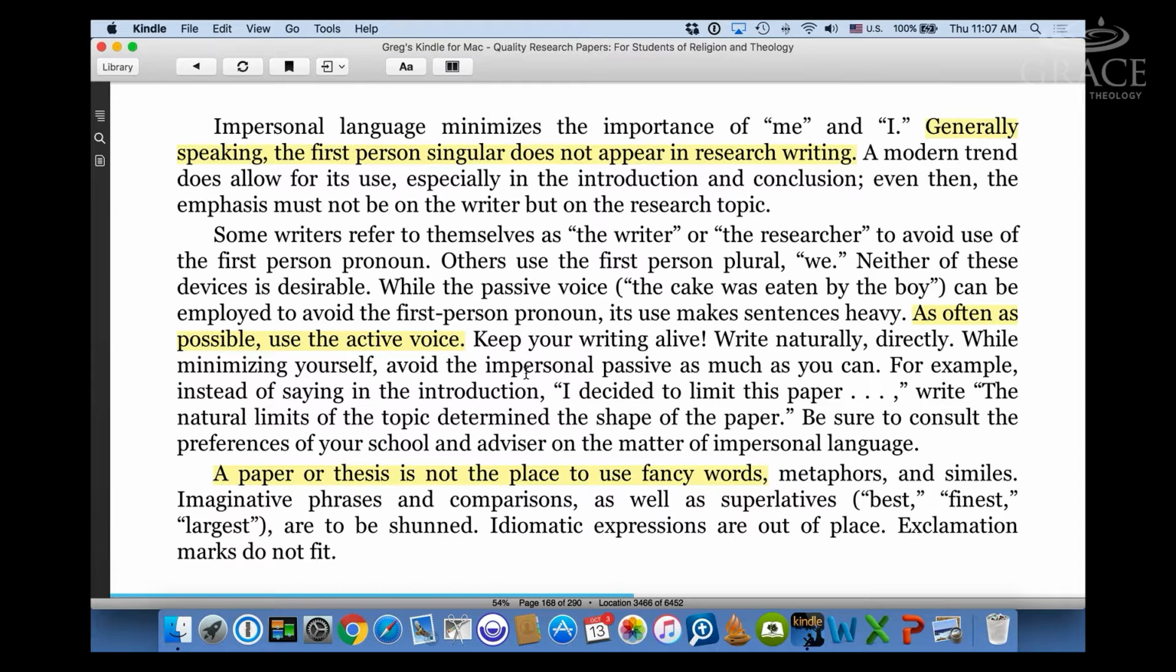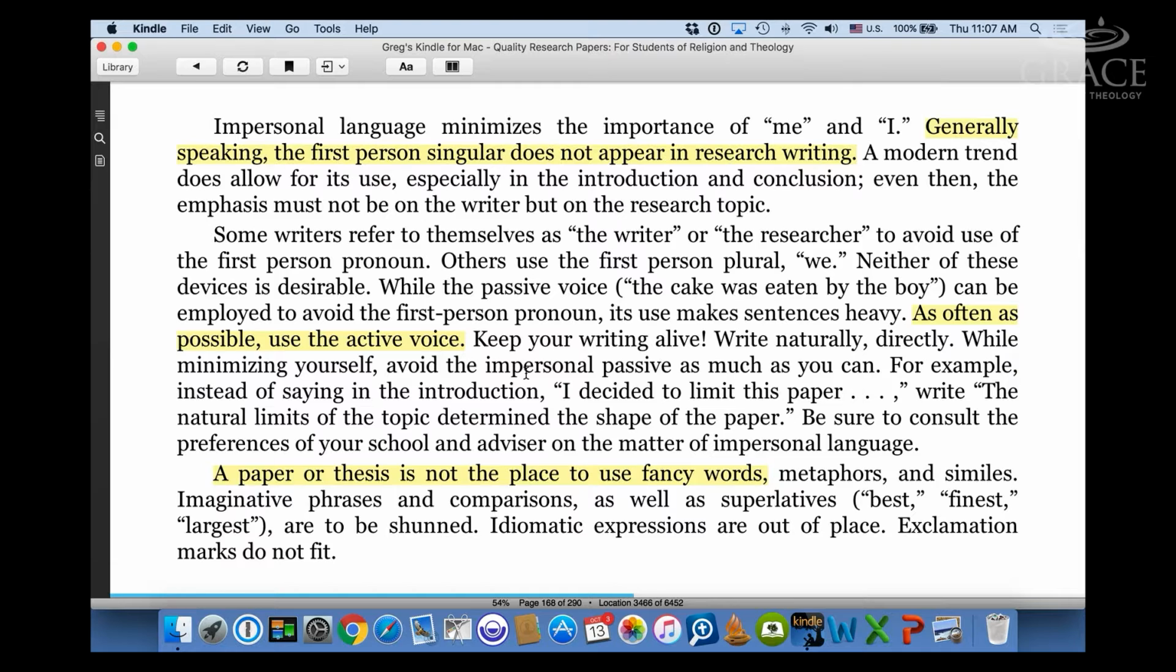As often as possible, use the active voice. It's good to have a variety, and occasionally put in the passive, but really the active voice is much more lively and much more to the point. It keeps the paper moving, as it were. So active voice is really best.